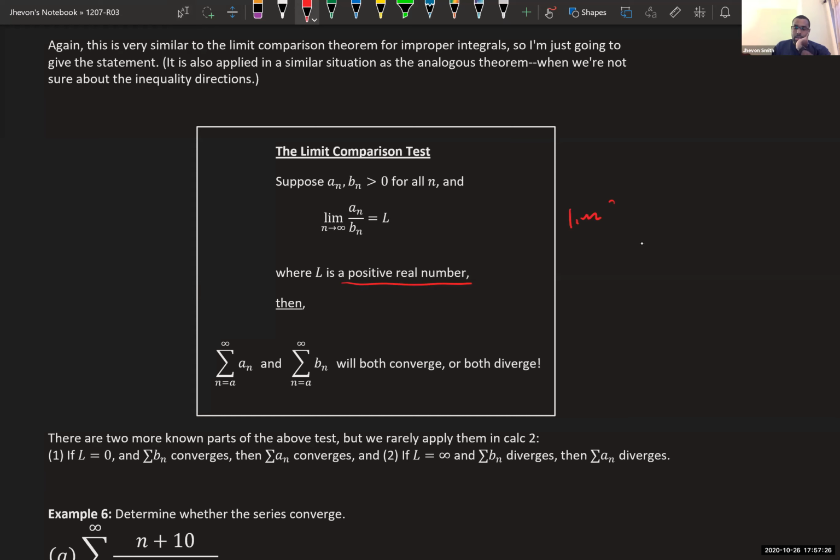There's also the idea of, well, if the limit of a_n over b_n equals 0 and b_n converges, then a_n converges. And there's another item that says if the limit of a_n over b_n is infinite and your b_n diverges, then your a_n also diverges. You don't need to know that.